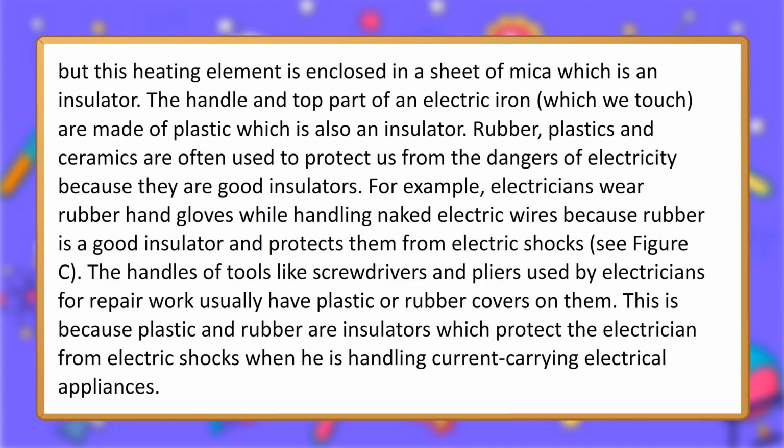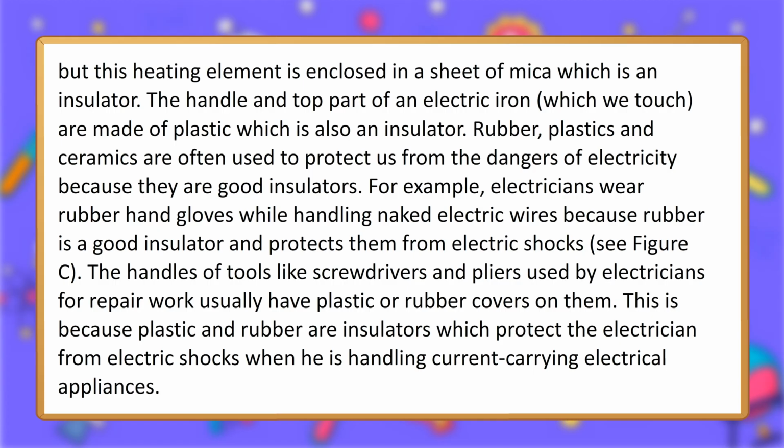Rubber, plastics and ceramics are often used to protect us from the dangers of electricity because they are good insulators. For example, electricians wear rubber hand gloves while handling naked electric wires because rubber is a good insulator and protects them from electric shocks. See figure C. The handles of tools like screwdrivers and pliers used by electricians for repair work usually have plastic or rubber covers on them.